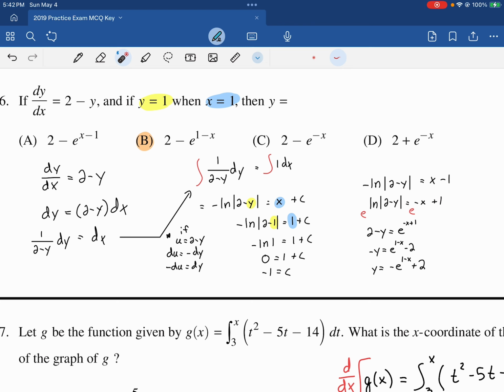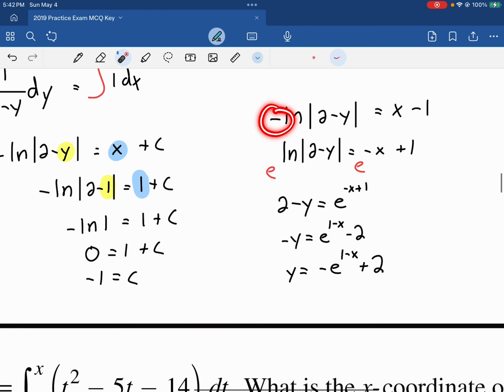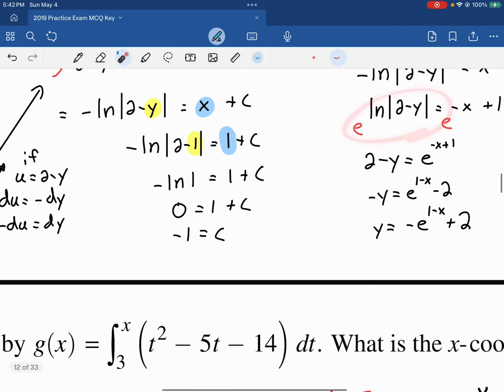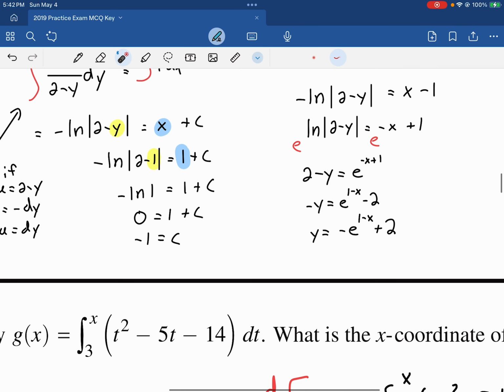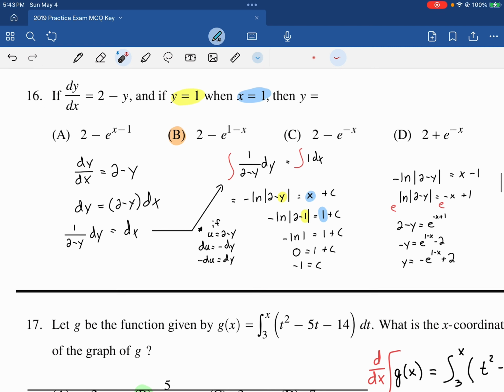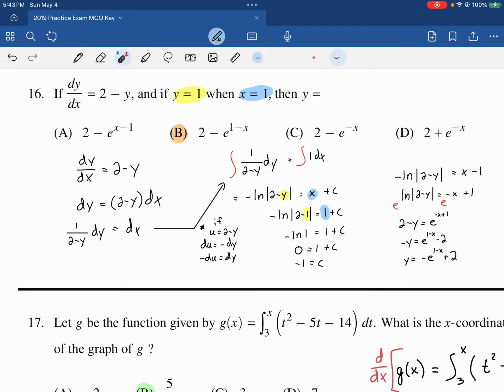I just have to solve for y. I would recommend removing this negative by multiplying both sides by negative 1, raising both sides to be the exponent of e. e to the natural log of 2 minus y gives me 2 minus y. On the right side, I kept this the same and just subtracted the 2 and multiplied by negative 1. And you'll notice that choice B shows up. I would not call a differential equation with separating and integrating a layup problem. This is absolutely a 3-pointer, so be ready for that.